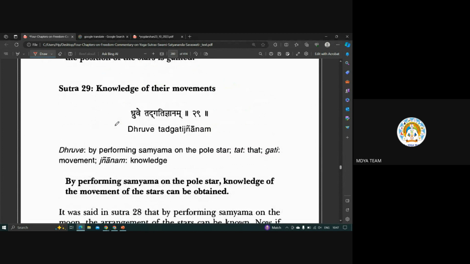Next is Sutra number 29. Dhruve tad gati jnanam. Dhruva is also one kind of star which moves so fast. If a yogi does samyama on the Dhruva, then he can get all the knowledge of the movements of the stars. He can get the knowledge if he focuses on the Dhruva.